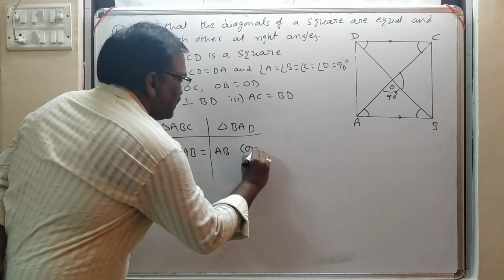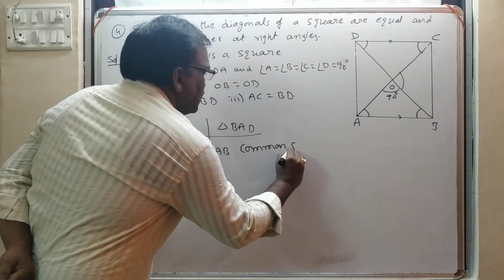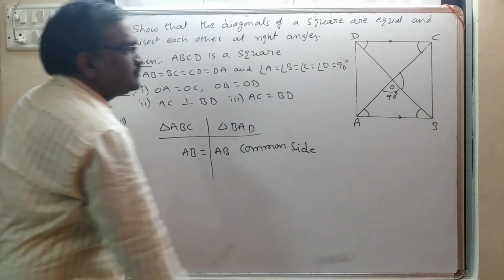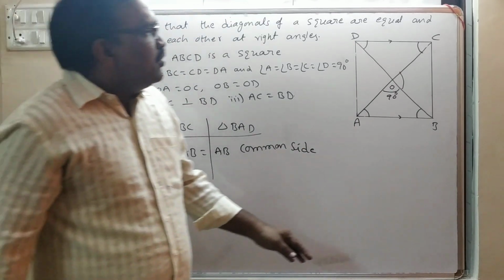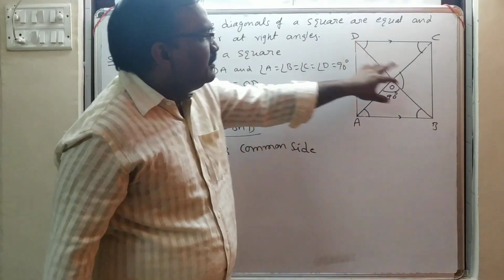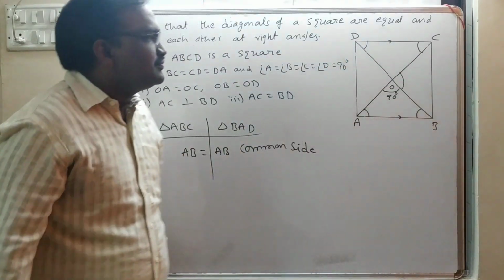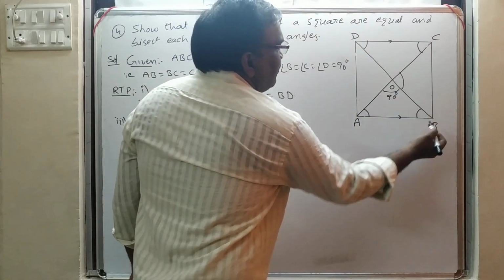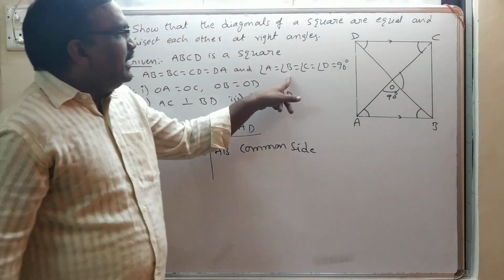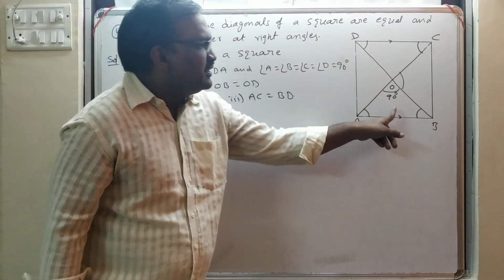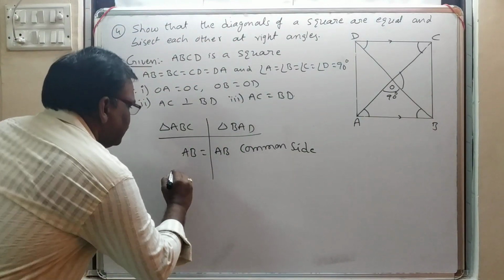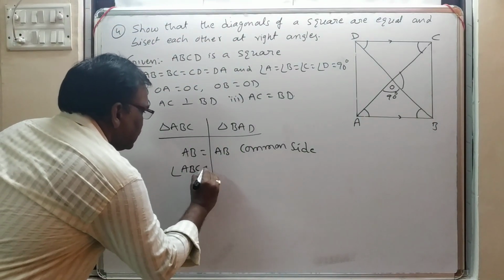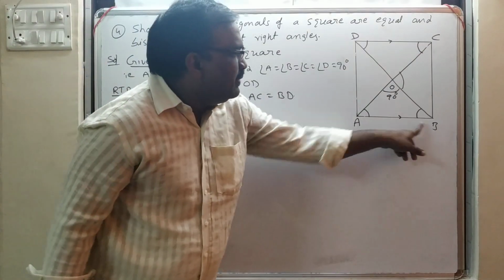This is the common side. What about BC and AD? These two sides are also equal. Now what about angle ABC? Angle B, AB is nothing but angle B. It is 90 degrees. So angle ABC is equal to angle BAD.